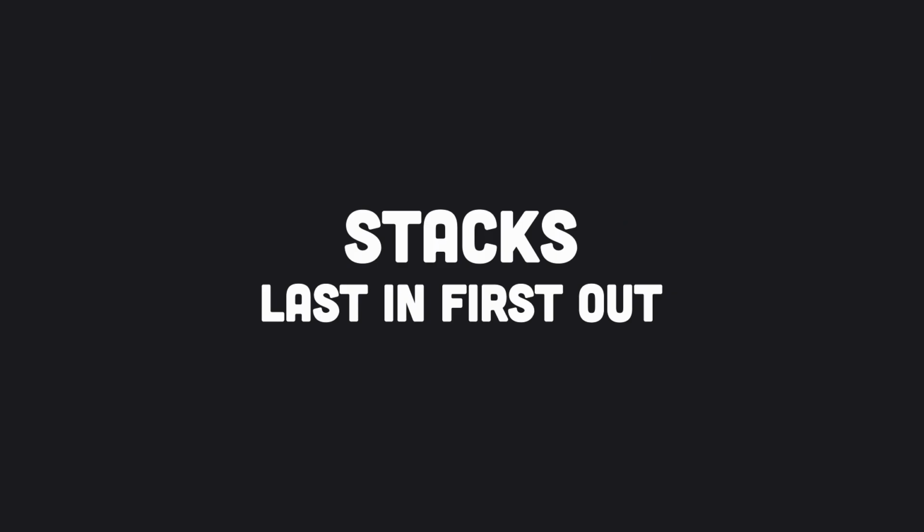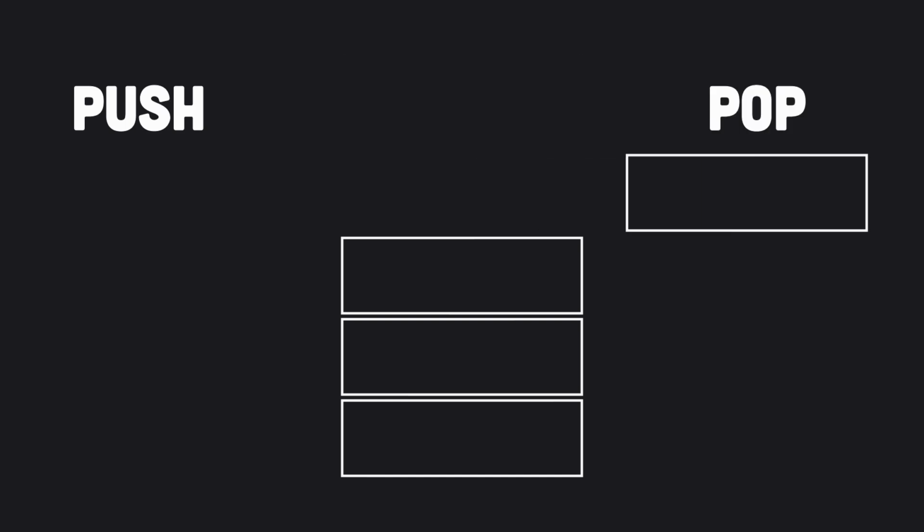Next up are stacks, which follow the LIFO principle, last in, first out. Imagine a stack of plates in a restaurant kitchen. The last plate placed on top is the first one you take off. You add an item using push and remove it using pop. This structure is perfect for features like undo in software or your browser's back button history.